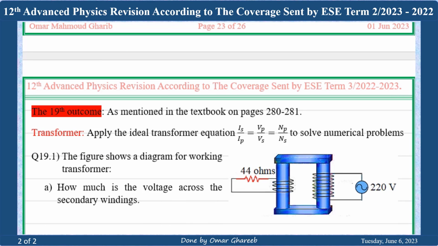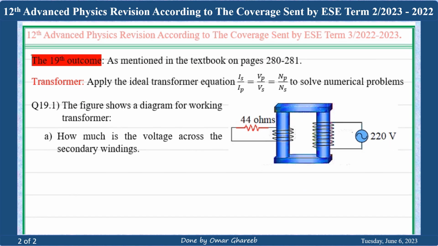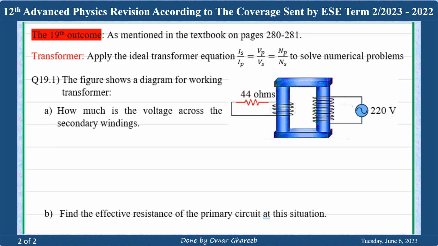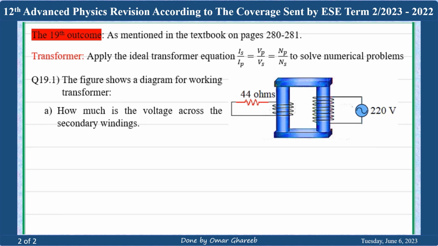Outcome number 19 is about transformer. The figure shows a diagram for a working transformer. How much is the voltage across the secondary windings? Before you solve such questions, start with identifying which is the primary and which is the secondary. The coil connected to the power supply, which should be alternating, is the primary one. So this is NP, and here we have VP.